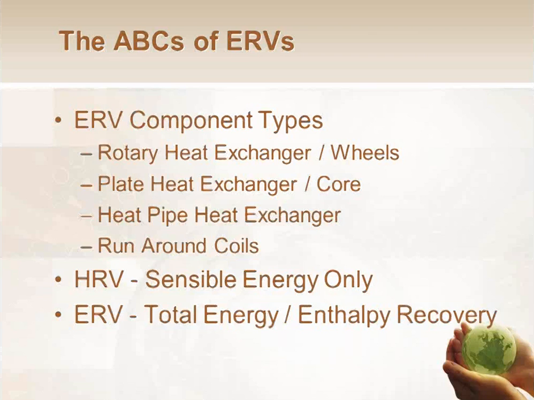All right, so different types of ERVs that we can use. There are 4 main major types, and there are some other ones out there that are much more niche, like liquid desiccant systems and things like that. But the 4 main types we'll talk about today are wheels, fixed plate cores, heat pipes, and hydronic runaround loops. So I'll show you examples of all of those and kind of discuss when to use one over the other, pros and cons, things like that.